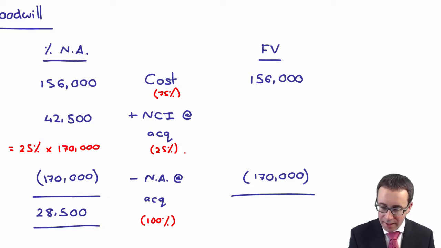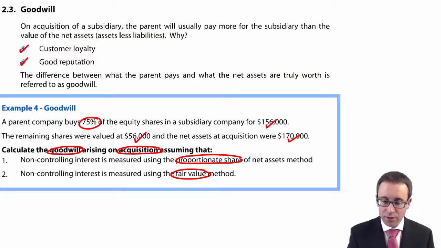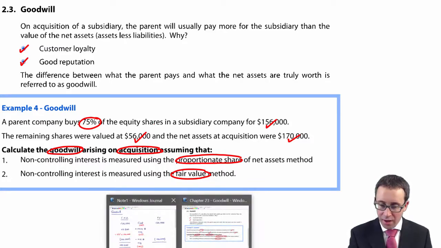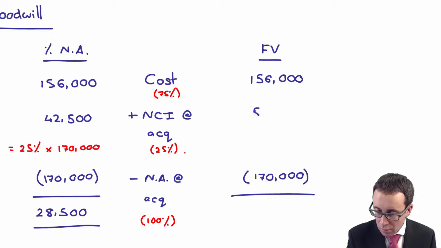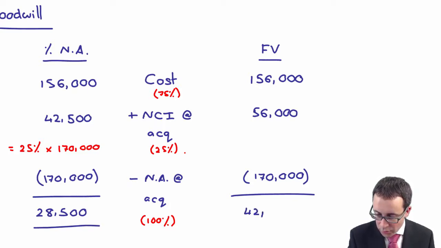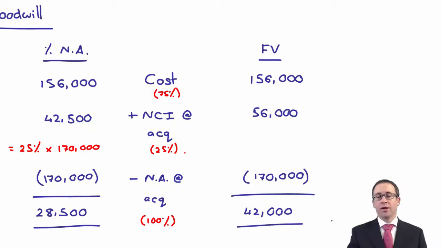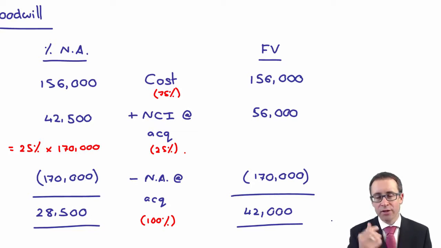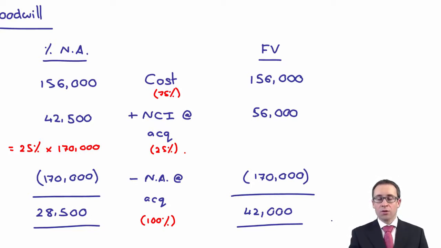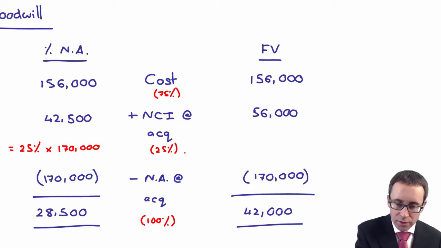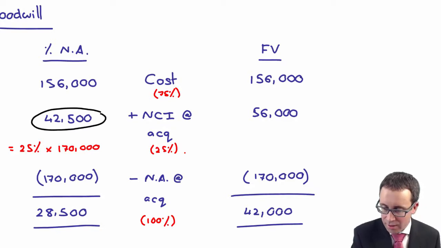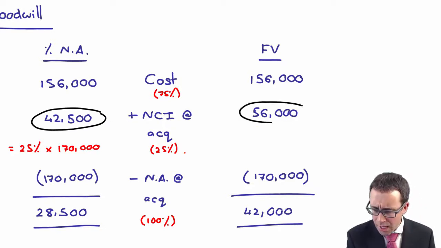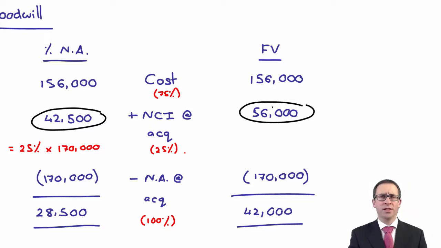For the NCI based upon fair value, just be aware we weren't asked to calculate it. It was given to us. The remaining shares, the 25%, are valued at 56,000. So if I put in 56,000 there, that gives me 42,000. So the goodwill figure under the fair value method is 42,000, and under the proportionate share of net assets it is 28,500. As you can see, they are different. So why the difference? Ultimately, here we valued the NCI at 42,500, and here we valued the NCI at 56,000.